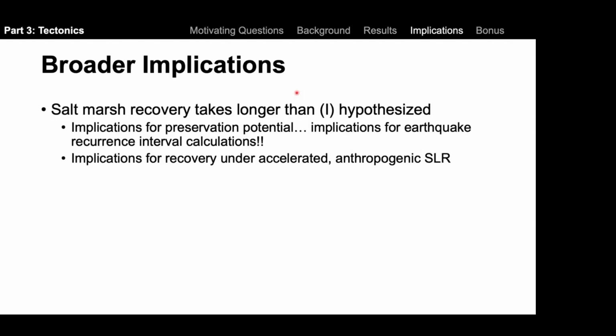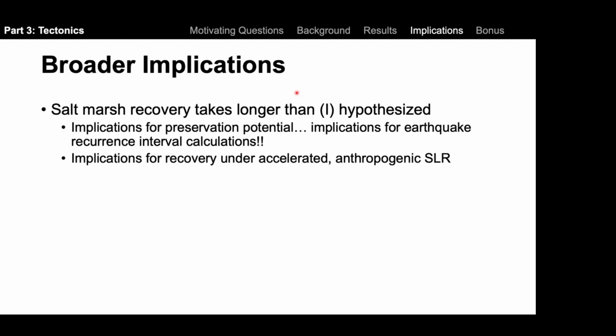But we need more data to be able to address that question. But the broader implications here are pretty numerous. And I think the one that I want to point out is that if it takes 200 years for the high marsh to reestablish, and if you need the reestablishment of the high marsh to be able to see a change in the stratigraphy, change in the subsidence, right?